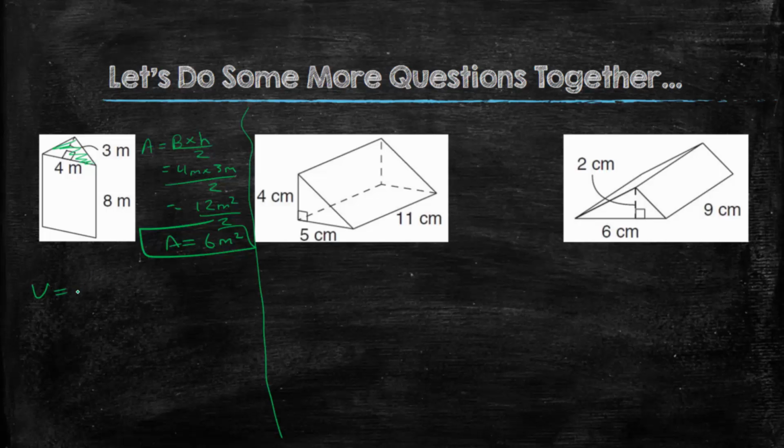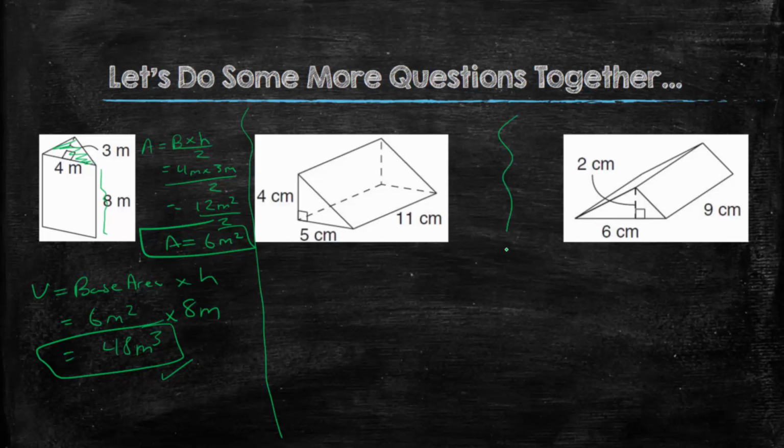The volume is base area, which we know is 6 meters squared, times height. So 6 meters squared times the height here is 8 meters, and 6 meters squared times 8 meters gives us 48 meters cubed. That is the volume of this figure.